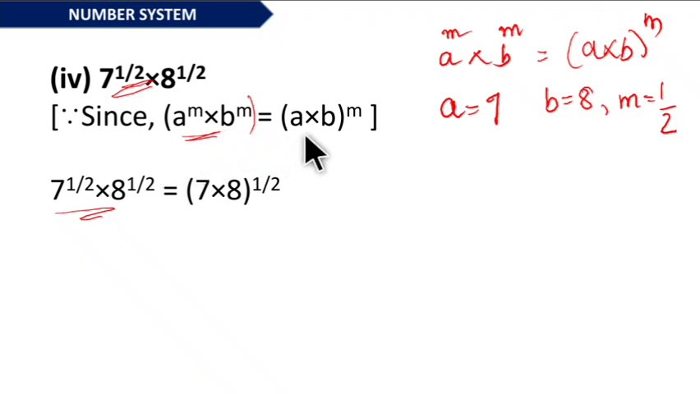We have to simplify it to a into b whole to the power m. So here a is 7, b is 8, and m is half. 7 into 8 whole to the power half. What is 7 8s? 7 8s are 56. So we get 56 to the power half. First you have to see whether the question is similar to the left side or the right side. If it is similar to the left side, we have to simplify the answer to the right side form. If the question is similar to the right side, we have to simplify the answer to the left side form.